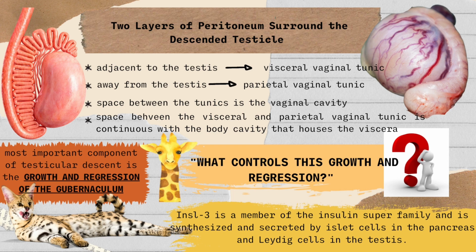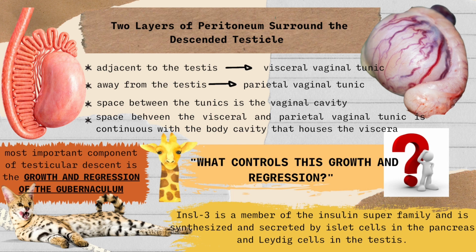The space between the visceral and parietal vaginal tunic is continuous with the body cavity that houses the viscera. These tunicae are slippery and allow the testes to move freely within the scrotum during physical activity and during contraction of the external cremaster and the tunica dartos muscle.